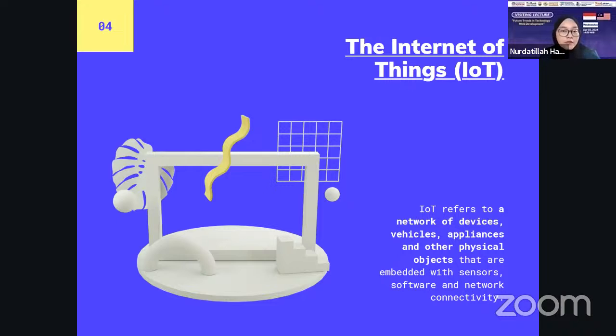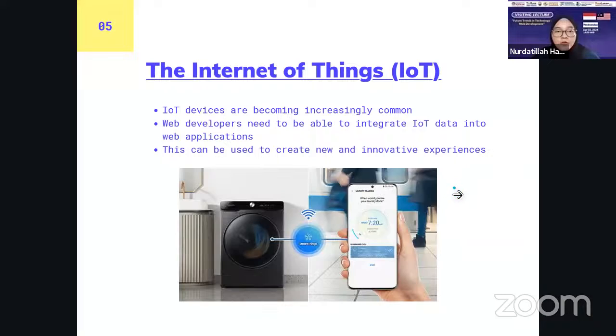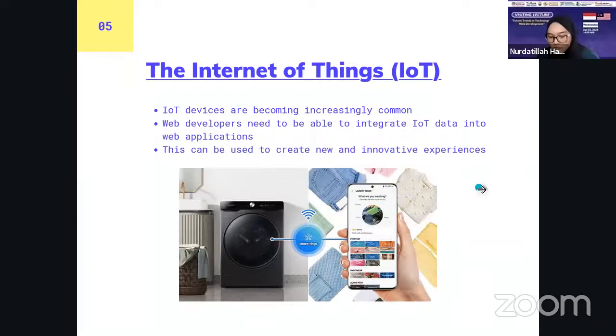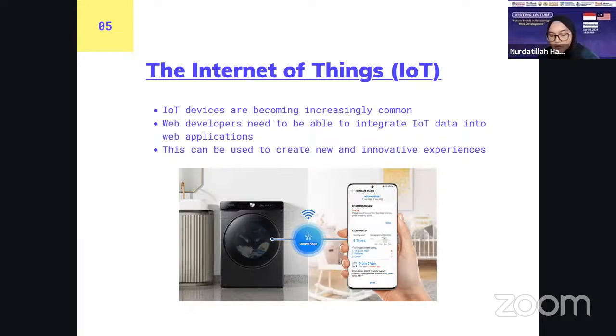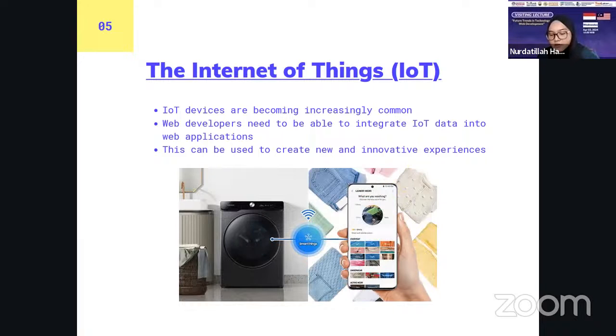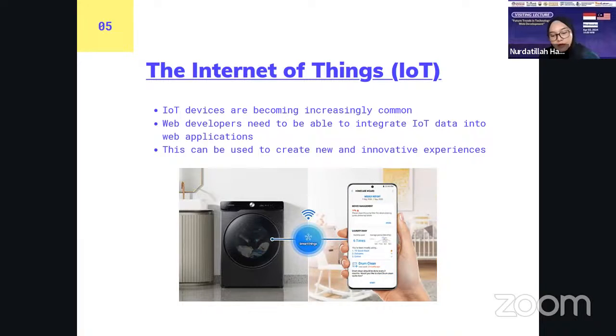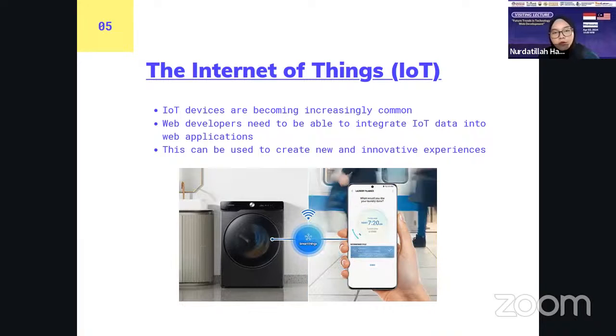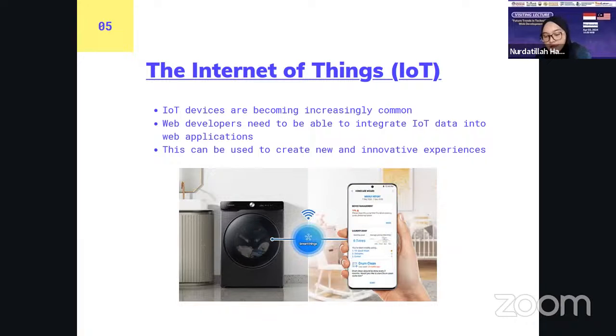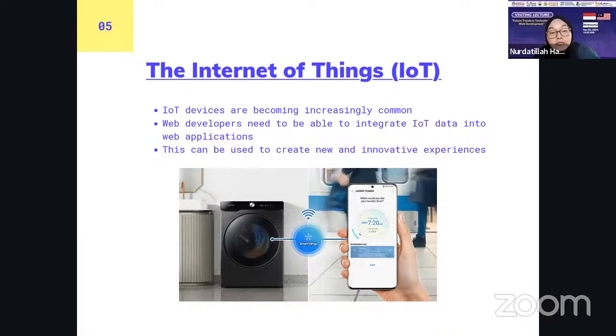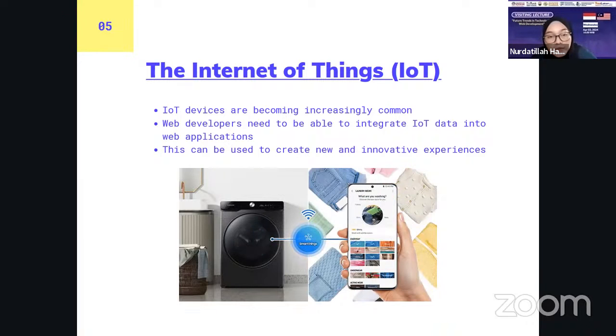Access for the network connectivity are very easy. On top of that, everybody is using a smartphone, right? So that's kind of a plus for having IoT for the devices. The example of the things here is that IoT is a network of physical devices that are connected to the internet, right? That I mentioned earlier on. They are becoming increasingly common, and web developers need to be able to integrate IoT data into web application.